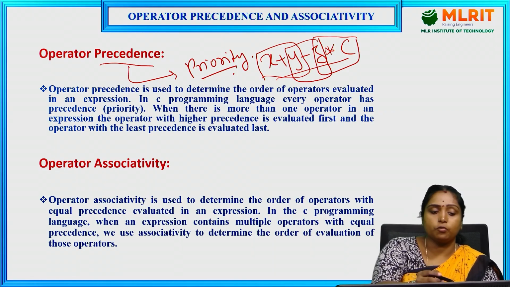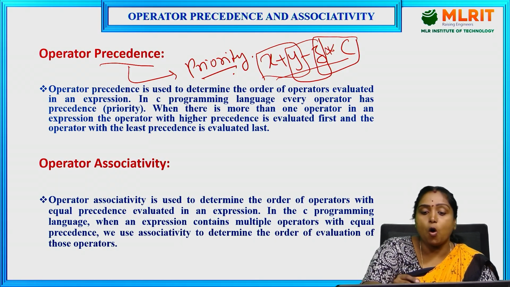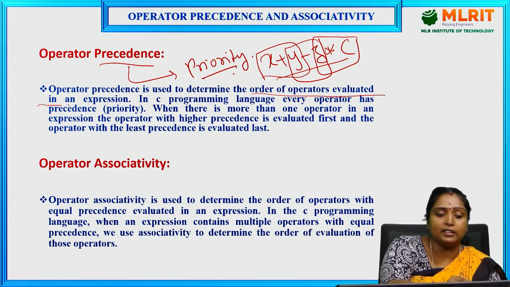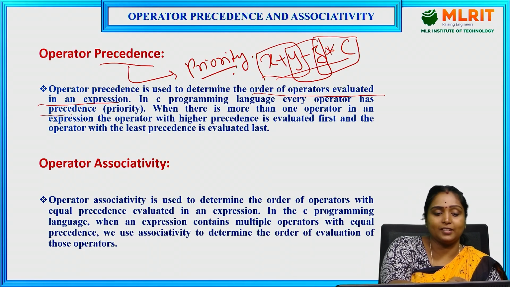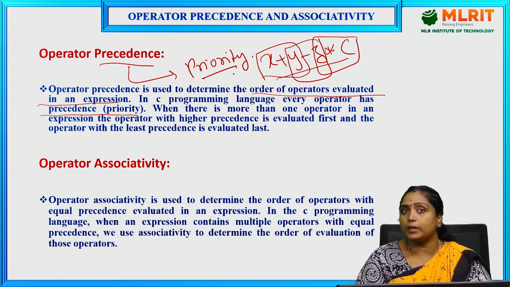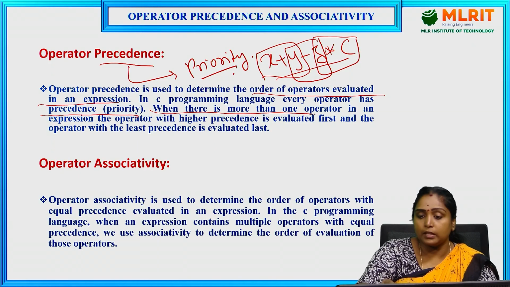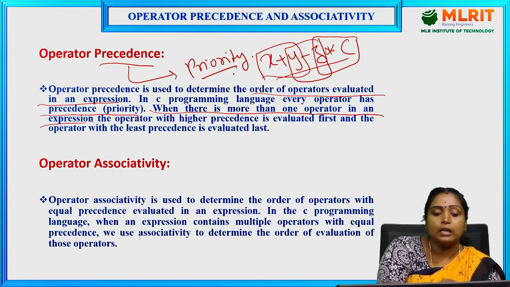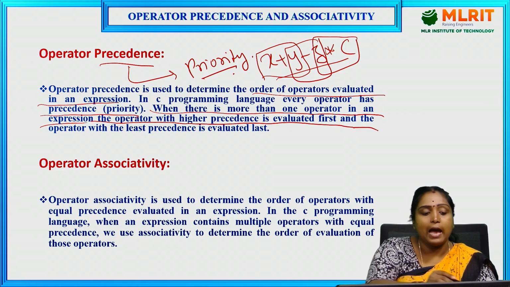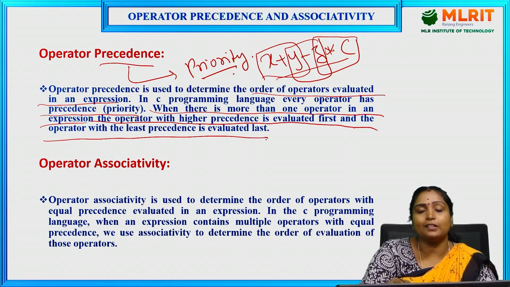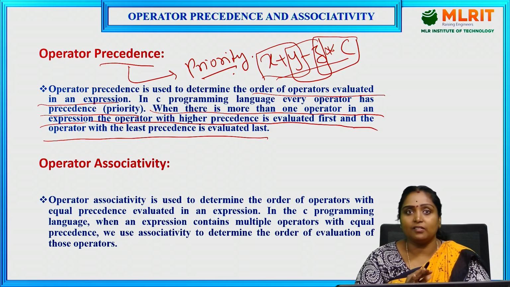So see here, what was the definition of operator precedence? Operator precedence is used to determine the order of operators evaluated in an expression. In C language, every operator has a precedence, which is nothing but the priority. So when there is more than one operator in an expression, the operator with higher precedence has to be evaluated first, and the operator with the least precedence will be evaluated last. This is how the operator precedence works.